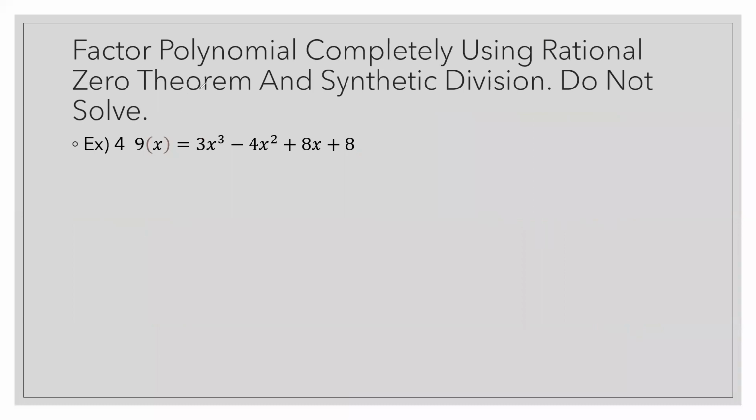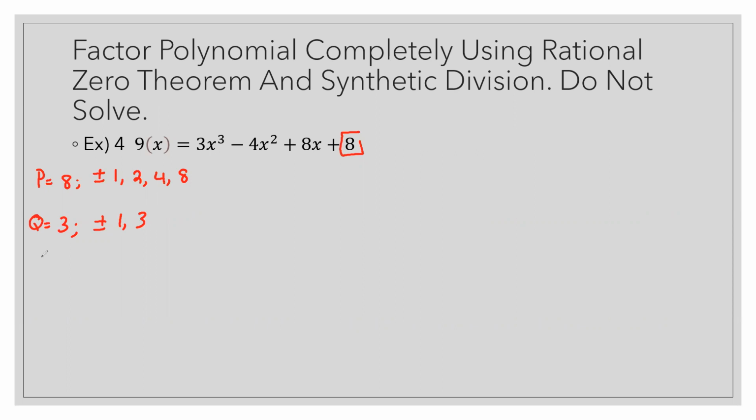Same directions: factor completely using the rational zero theorem, do not solve. So let's first figure out our P and our Q. My P is going to be 8, because it's always the last term. And all the factors of 8 are plus or minus 1, 2, 4, and 8, right? And then now we're going to do Q, which is 3. And all the factors of 3 are plus or minus 1 and 3.